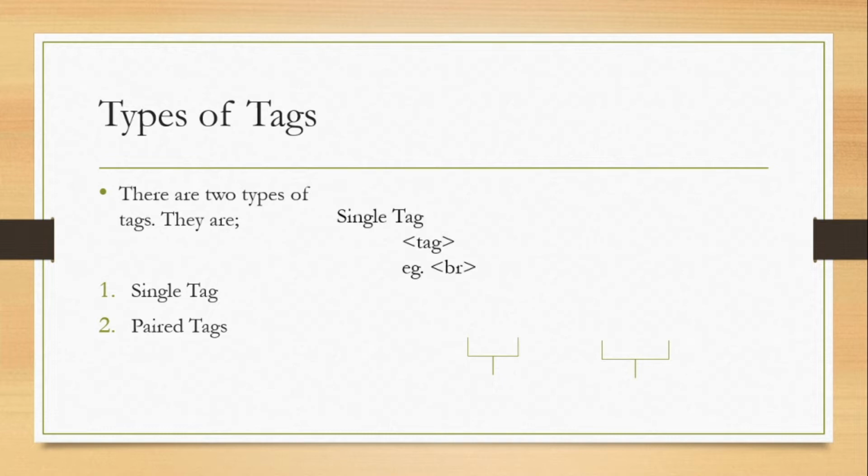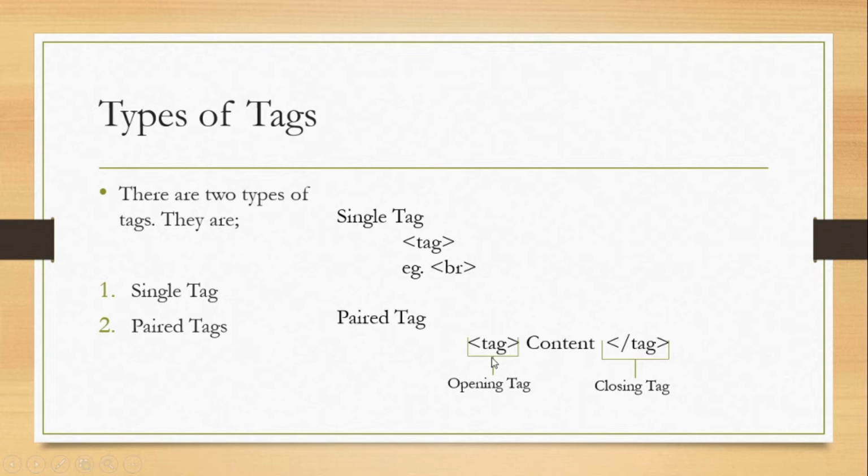So what is a single tag? With a single tag, it has only one tag, that can be said to be the opening tag. A sample of a single tag is the BR tag. And then we have the paired tag. With a paired tag, it has been grouped into two. It has an opening tag and then the closing tag. The difference between the opening tag and the closing tag is the forward slash that comes in here. So this is the opening tag, and then this is the closing tag.